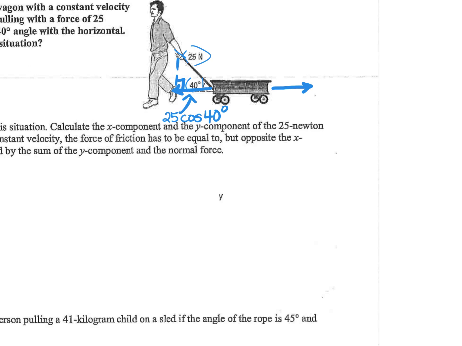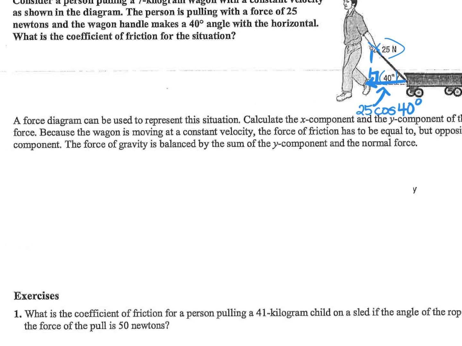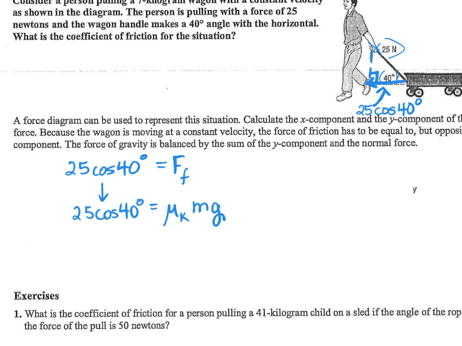The cosine of the angle is x over 25, right? So we would cross multiply. So this is the force of friction, right? So we know that this is how it's going to work, guys. We're going to say that 25 times the cosine of 40 degrees is equal to the force of friction. Now, what did we say the force of friction was equal to? Mu sub k times mg, right?